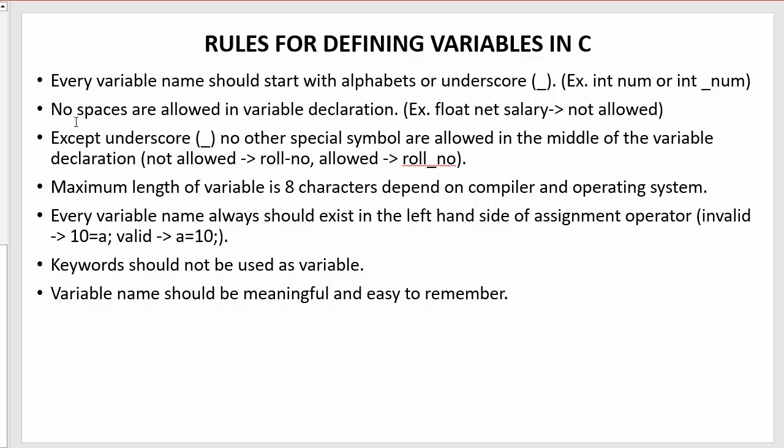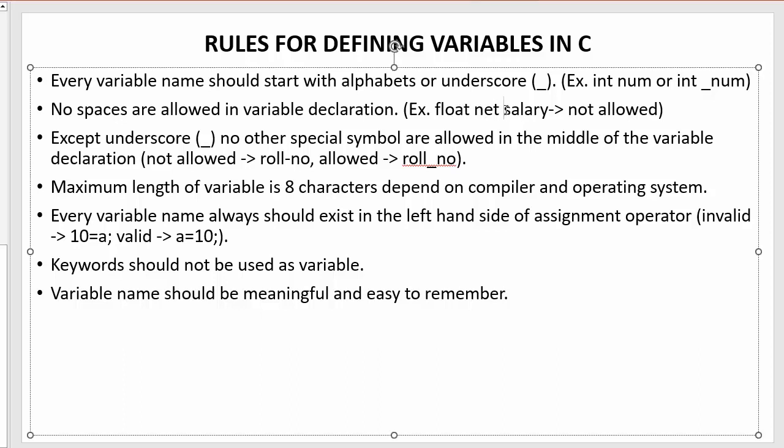Next rule is no spaces are allowed in variable declaration. Whenever you are declaring any variable in your program, you cannot put spaces in between your variable. As you can see here, I am trying to declare a net salary variable of type float, and I am trying to put a space here in between net and salary. If you try to do this, the compiler will give you an error.